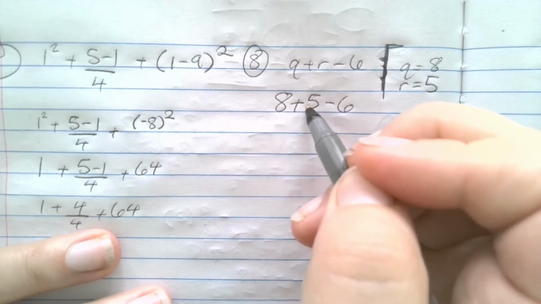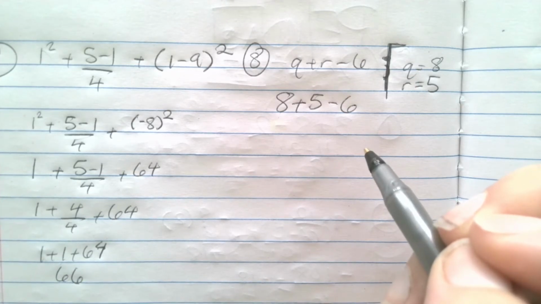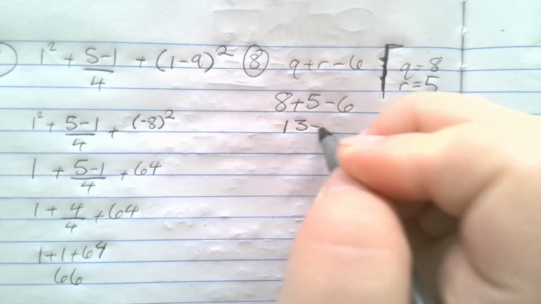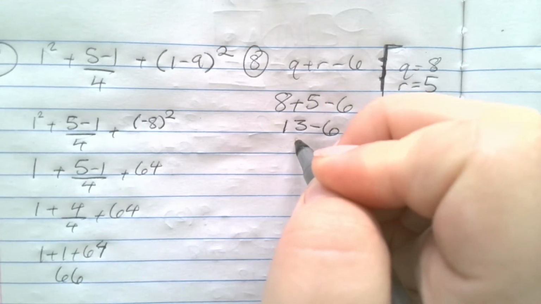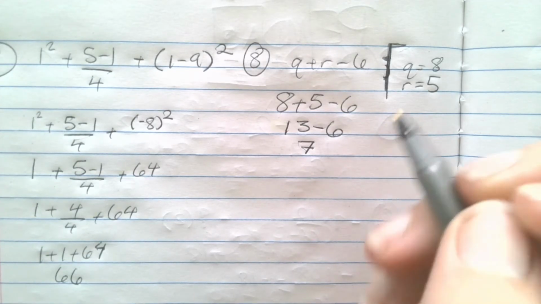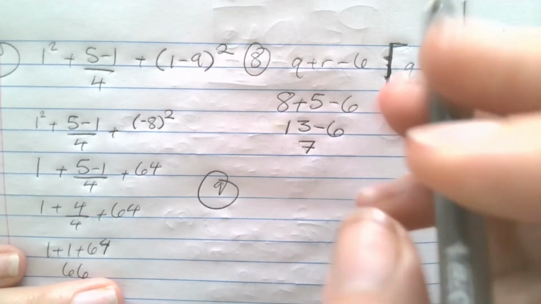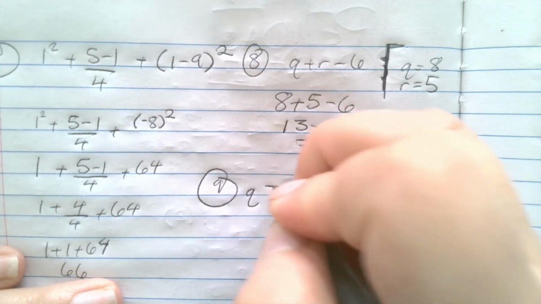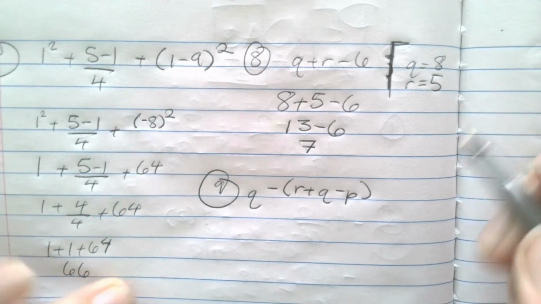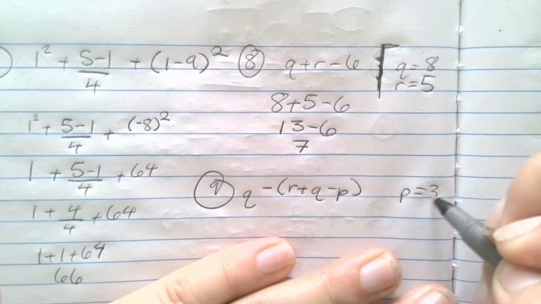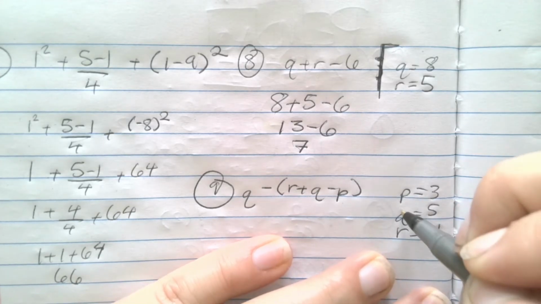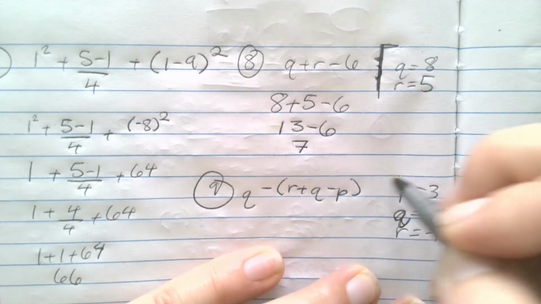What's 8 plus 5? 13. Take away 6. 13. 1. Wait, no. 7. Like trying to do it so fast. Listen. Thank you. It's a Q, not an A.